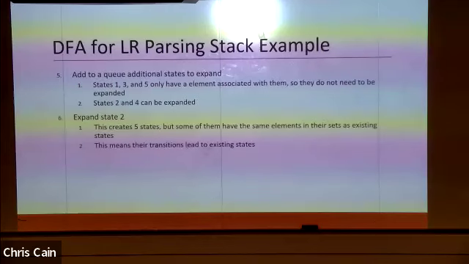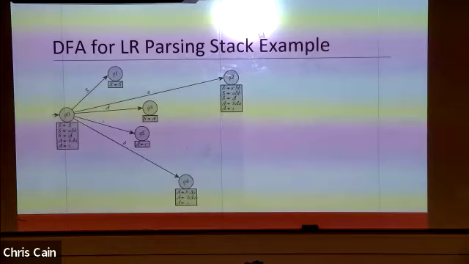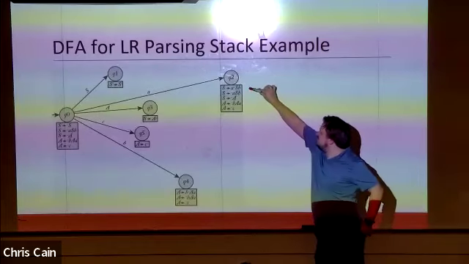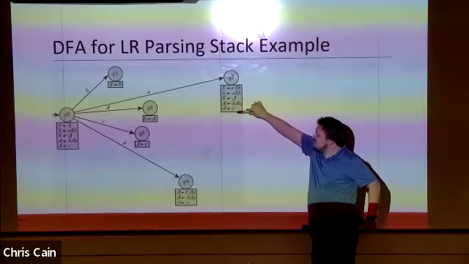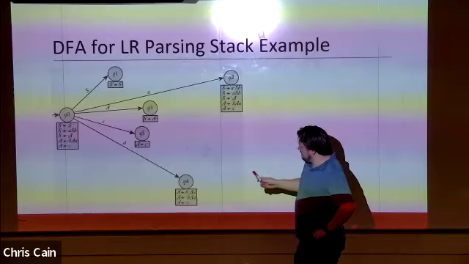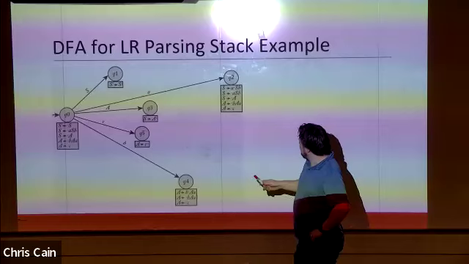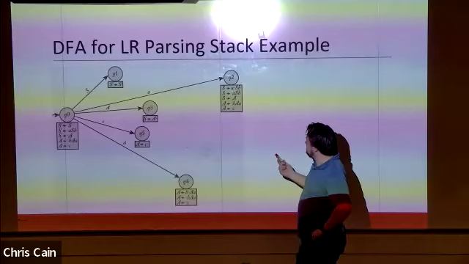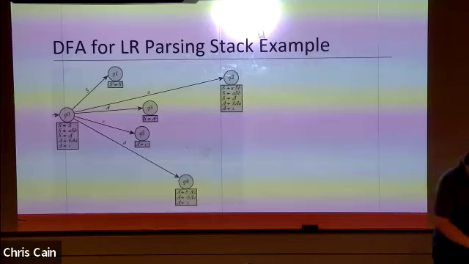For state 2, it's going to create 5 states, but some of them are going to have the exact same elements in their sets as an existing state. Which means that rather than making a new state, you transition to an existing state. So what makes a state unique is this exact set of elements. So if you make an associated transition here, where you can see that what's associated with it is exactly what already exists, then let's take a look at an example.